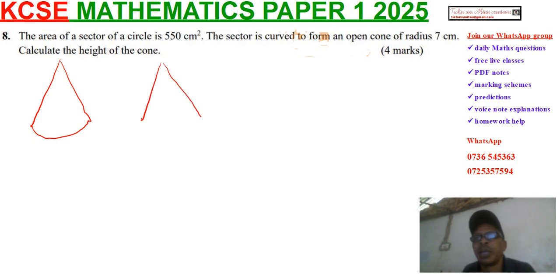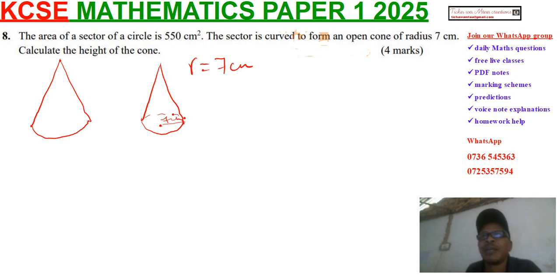It formed a cone like the one that I'm drawing here, and the radius of this cone is 7 centimeters. So we can say our small r, the radius of the cone, is 7 centimeters. Now let's call this the radius of the sector. The radius of the sector becomes the slanting side of the cone. This is L, the slanting side. So meaning that L is the same as R.